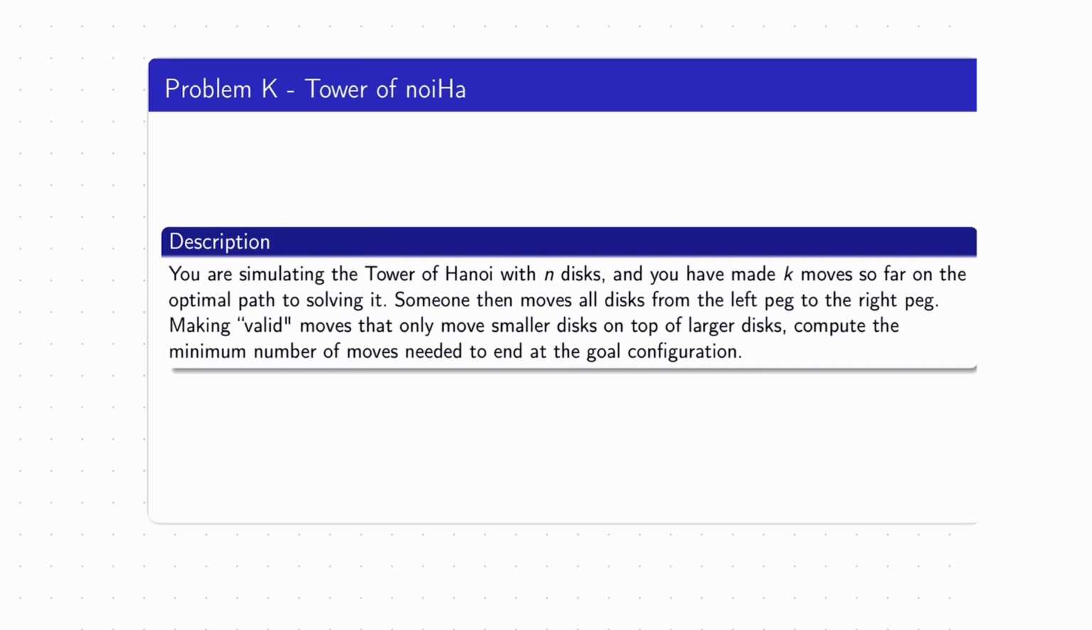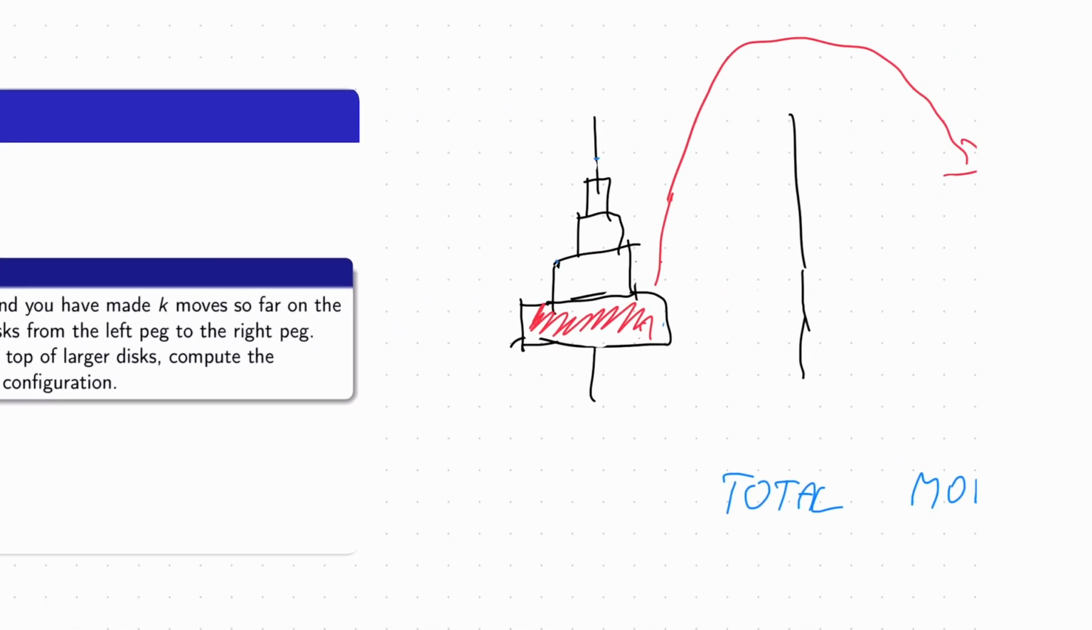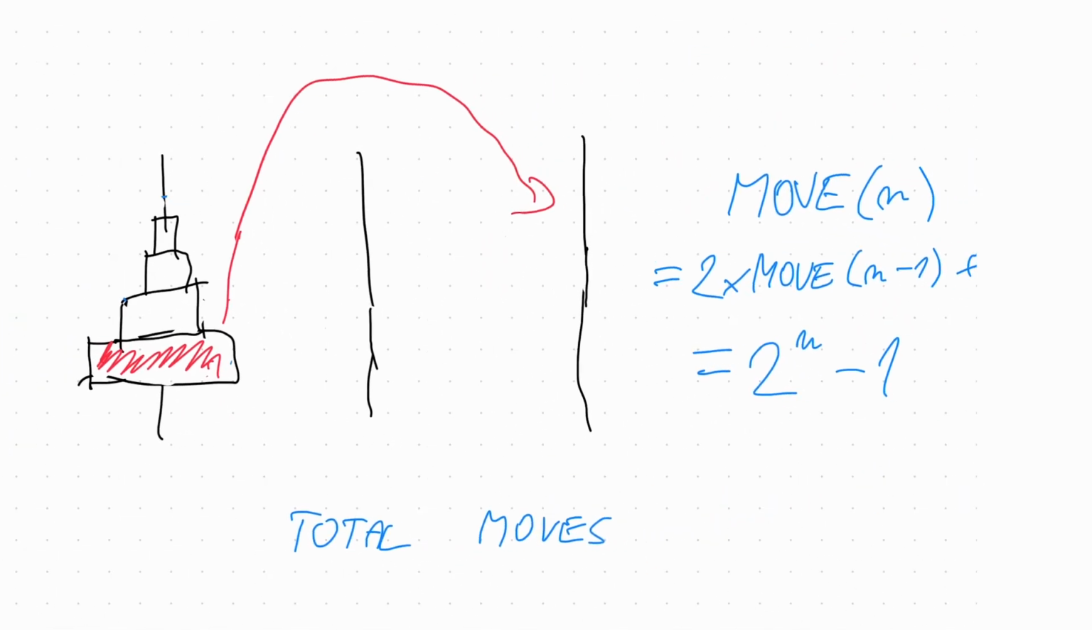And now we have a potentially invalid configuration, but we still want to make only valid moves, and we want to solve the towers in the fewest moves possible. And the task is to count the number of moves. So let's start with the very basics.